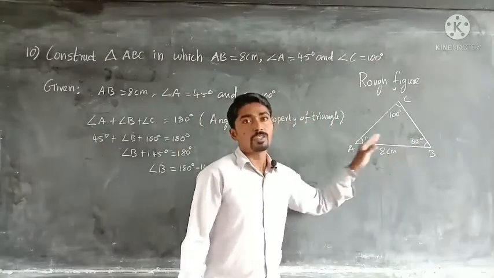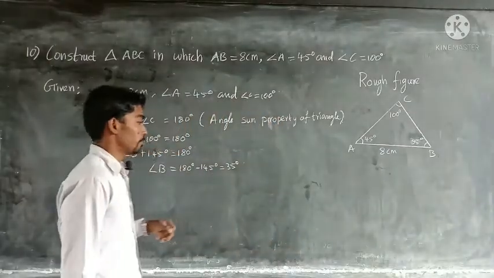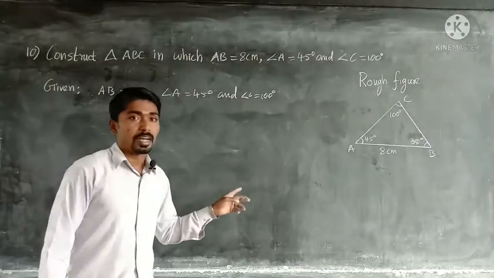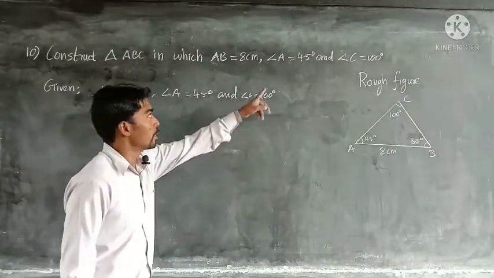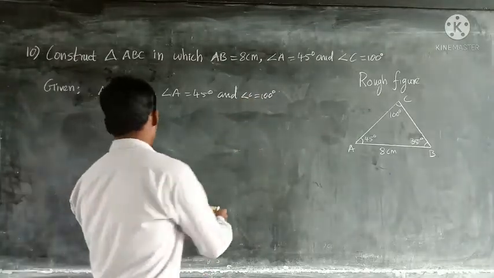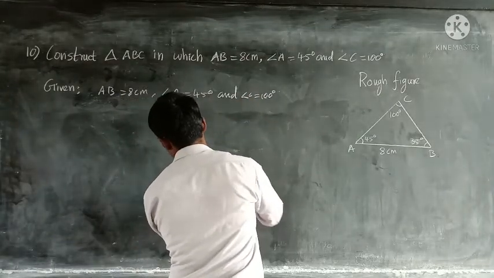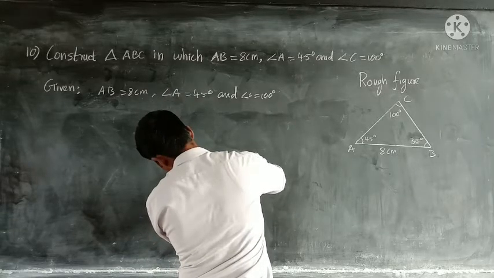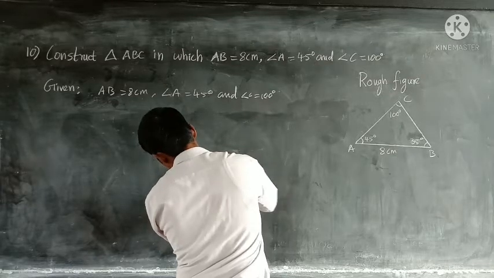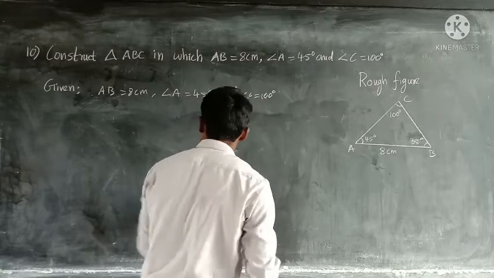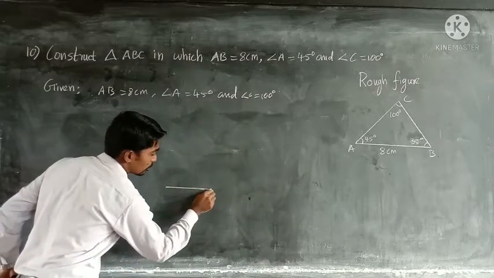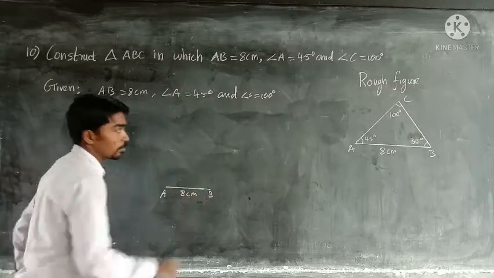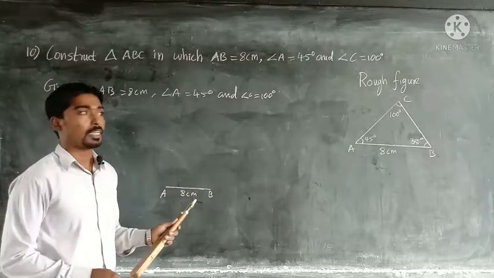By using these values, now we can construct triangle ABC. To construct triangle ABC, we are going to draw a line segment AB, that is 8 centimeter. By using a ruler we can draw 8 centimeter. And name them. AB is equal to 8 centimeter. Now we are going to find angle A.